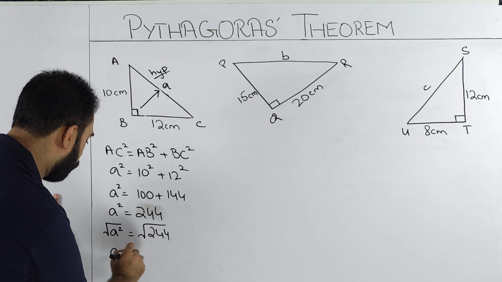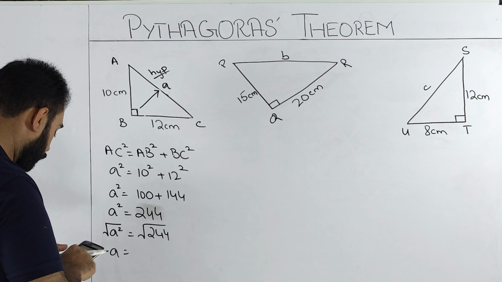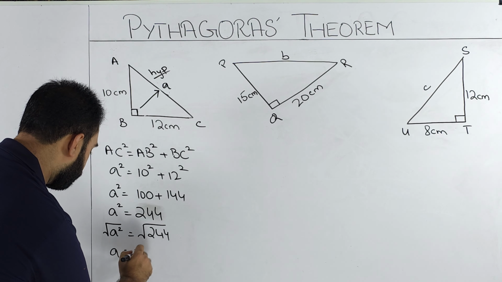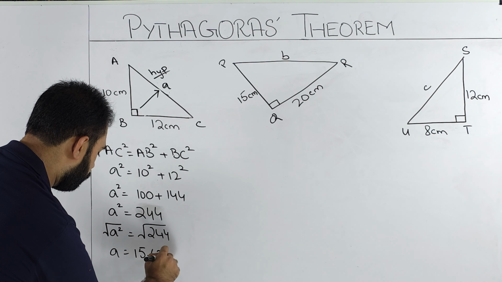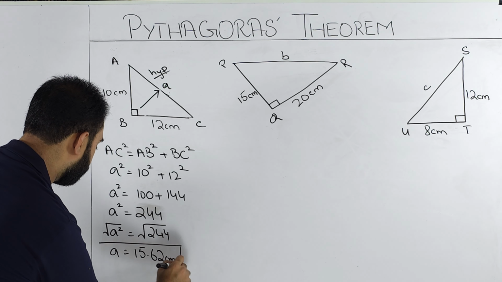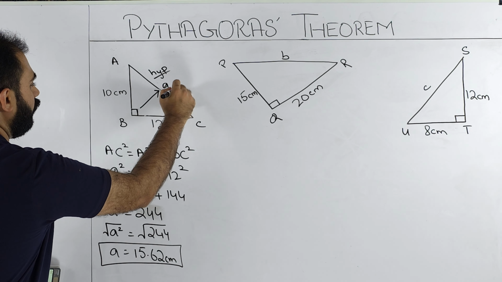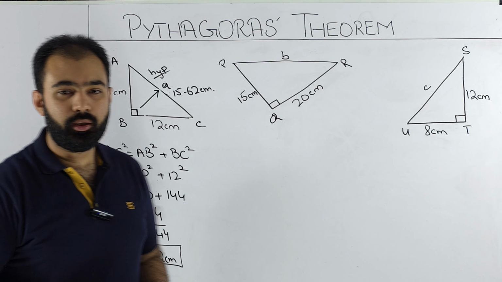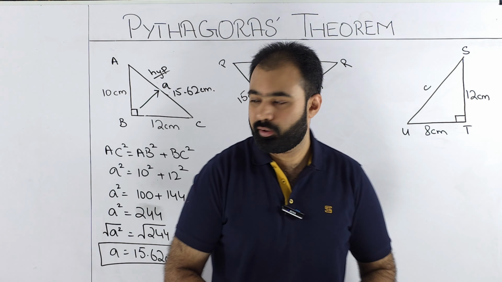So A is equals to under root 244, is equals to 15.62 centimeter. This is 15.62 centimeter. Now, you need to understand one thing.